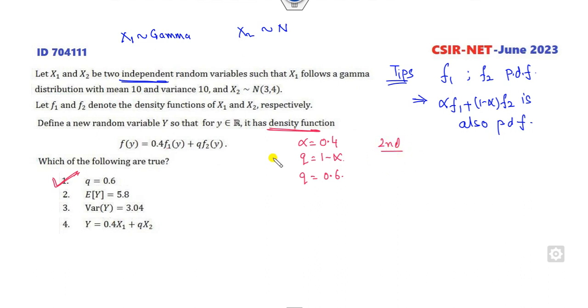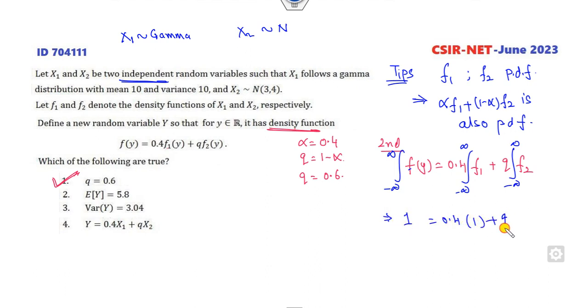The second method: because it is given to you as a PDF of Q F2, you can integrate from minus infinity to plus infinity. Since it's a PDF, the answer is 1. Again, you can find it as 0.6, but there is no need to do the calculation. You just remember these simple tips here.